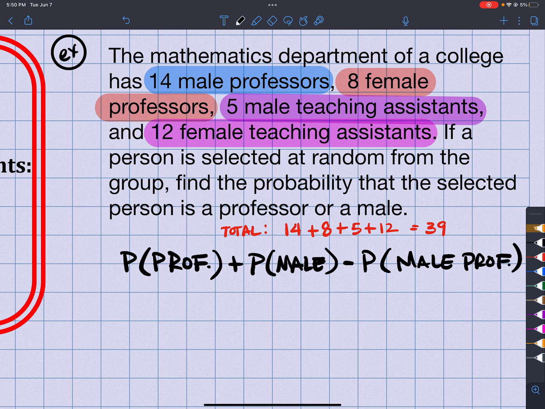Okay, so what's the probability of it being a professor? Well, it's only saying professor, right? So that means we have to include the male professors and the female professors. So there's 14 and 8, which gives me 22 professors out of 39. Plus, how many males are there? It's just wanting males, so let's find males. There's 14 males and 5 males, which gives me 19 males out of 39. Minus the probability of male professors. Well, clearly there's 14 of them, so minus the 14 out of 39.